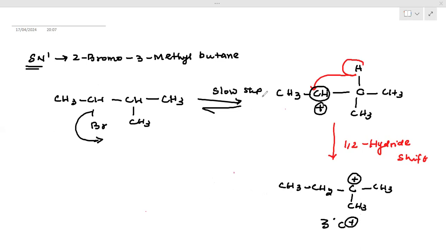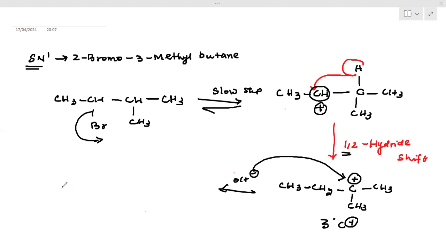Even though the possibility is a secondary carbocation, because of the 1,2 hydride shift, that compound is flipping into a tertiary carbocation, because the tertiary carbocation will be more stable. Okay, next, the nucleophile is going to attack at this electrophilic center.